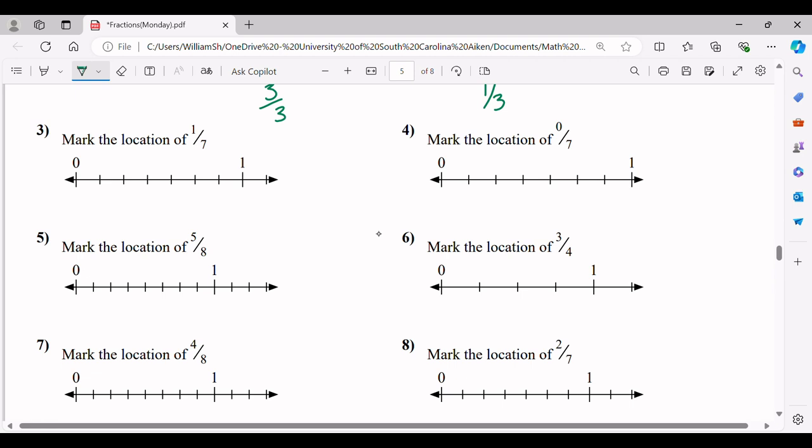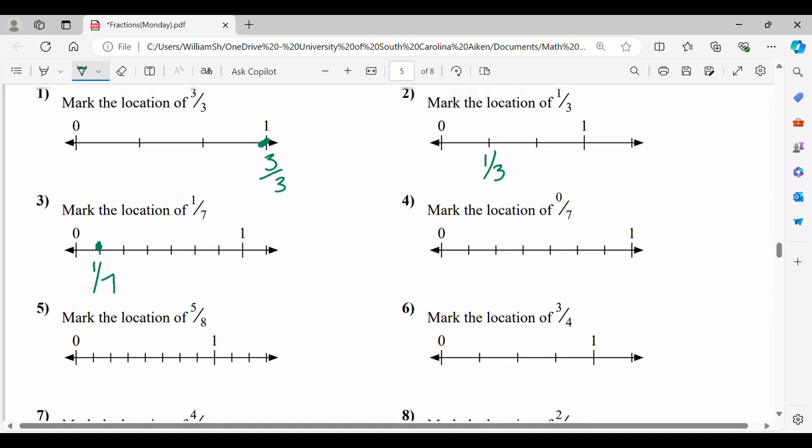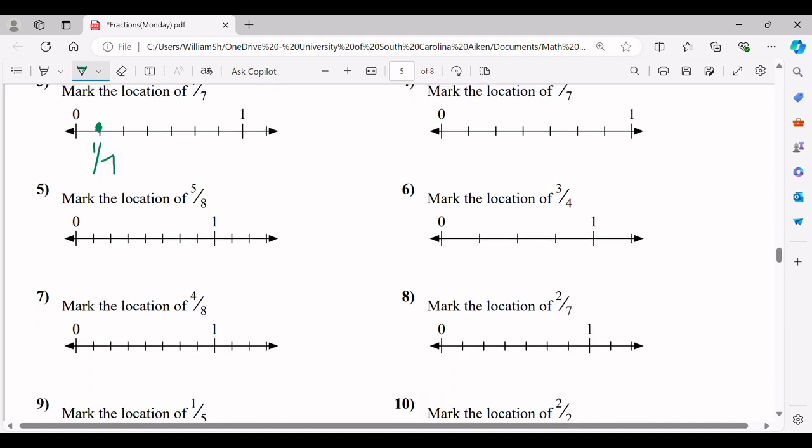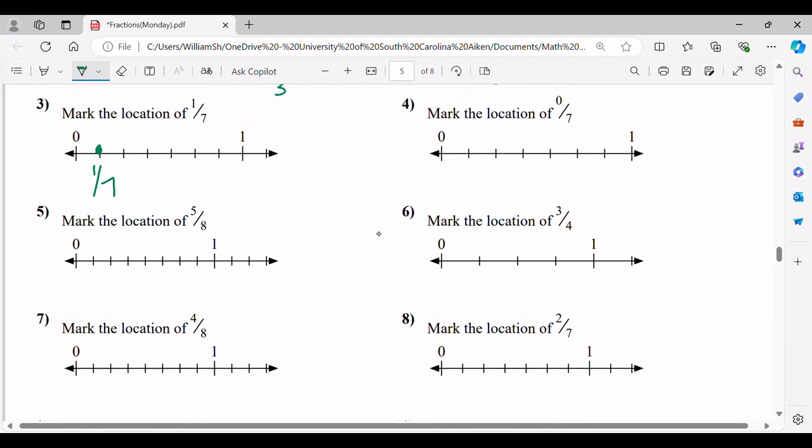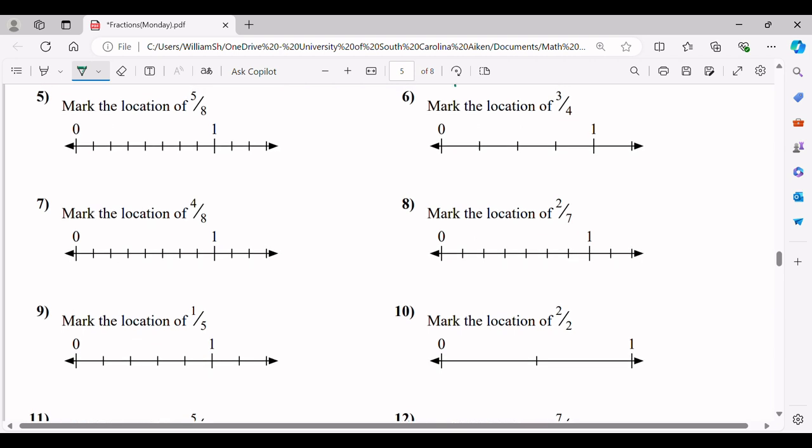Alright. Number 3, we want to mark the location of 1/7. Let's make sure it's broken into sevenths. 1, 2, 3, 4, 5, 6, 7. Okay, it is. So that 1/7 would be right here. And it does say mark them, so I'm not sure if I even put a dot right here on here. Probably should. Okay. Alright, let's mark the location now on this next one of 0/7. Okay. 0/7 is the same thing as 0, which is going to be right there.